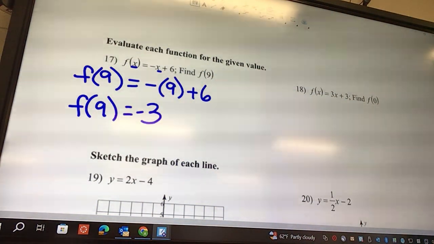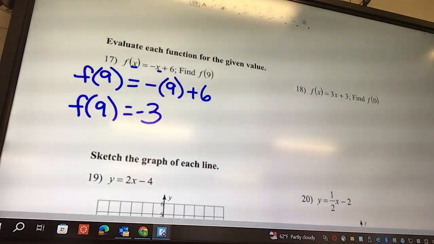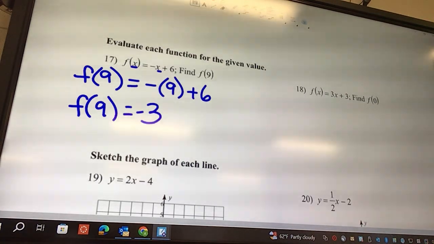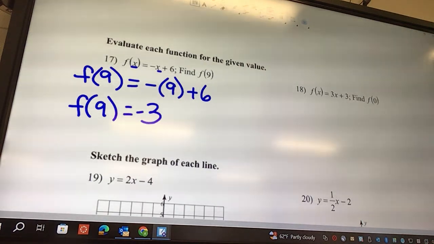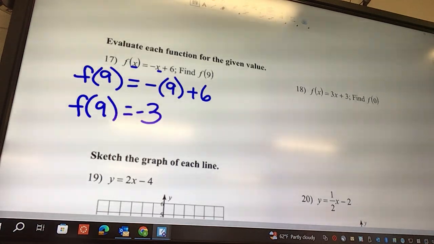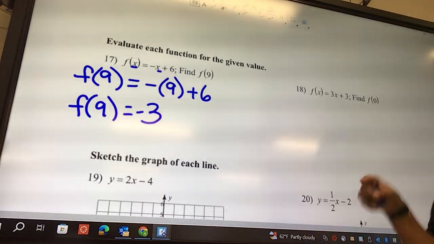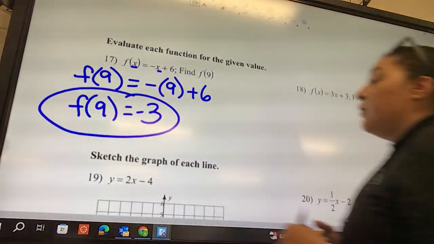Okay, are we allowed to just put negative 3 for our answer? No. You have to put that f of 9, okay? Equals negative 3. If you just put negative 3, I'm marking it off, okay? So you have to put the 9. That lets us know, because if I put a 10 in there, now my answer is a negative 4. If I put 11 in there, my answer is going to be negative 5. So depending on what I put in there, if I put a 0 in there, my answer is going to be 6. So I have to put the 9. That lets us know my answer is only negative 3 when I plug in a 9. Okay, so we have to put the whole thing.